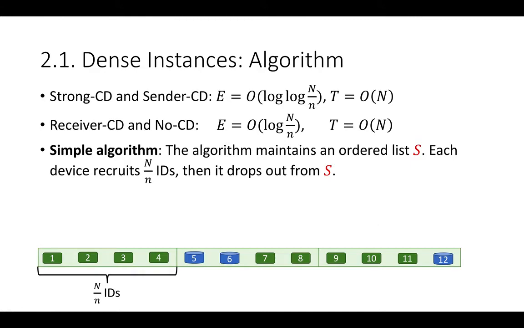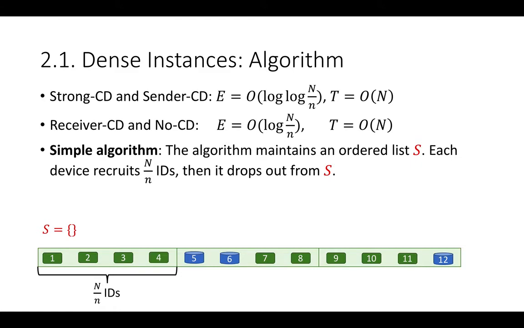Okay. The idea of this algorithm is that the algorithm will maintain an ordered list S, and each device in S is responsible to recruit n over n IDs. After that, it drops out of S. After the end of the algorithm, the set S will be non-empty, and each device in the set S will know its order in the set, so they can find a leader in this set S.